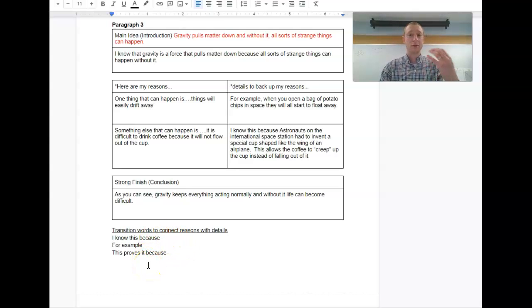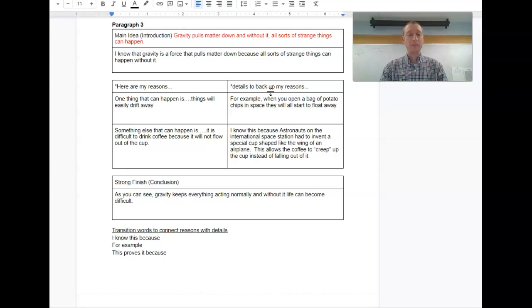Transition words are used to start a new sentence off, to move from one reason to another, and most importantly, to connect your reasons to those details that back the reason up, right? We have to make sure that the reasons and the details are connected, and that transition word helps to connect them. All right. So I'm going to demonstrate with paragraph 3.